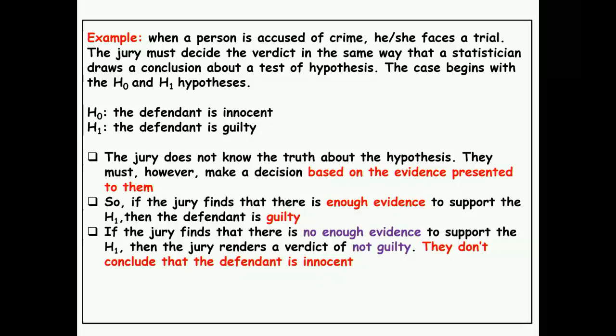Who knows, after a year, some evidence could come, because he is not told innocent. He is not guilty for that particular evidence. Not guilty. They don't conclude that the defendant is innocent, but he is not guilty based on the evidence presented. And here what we do is the same way.